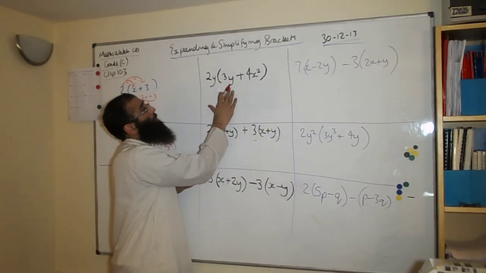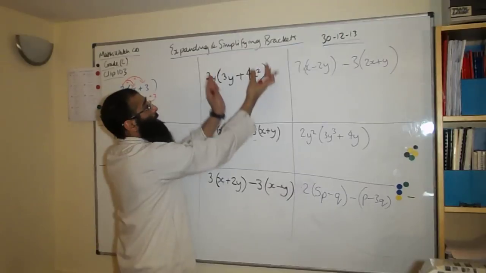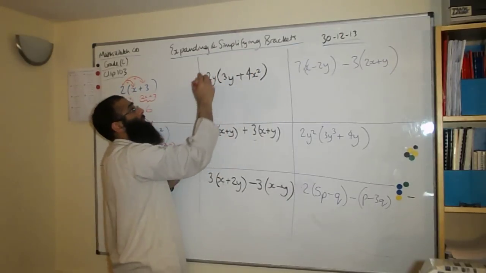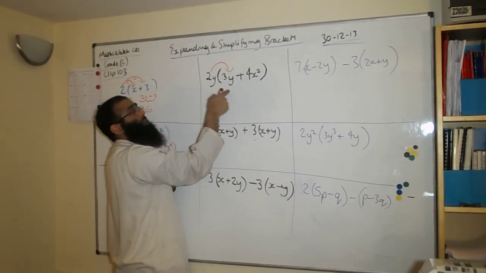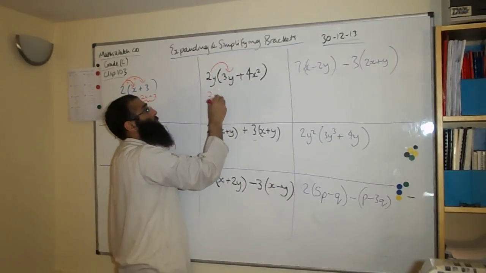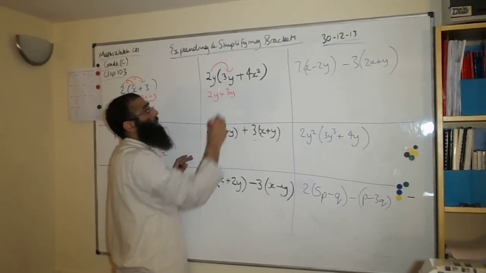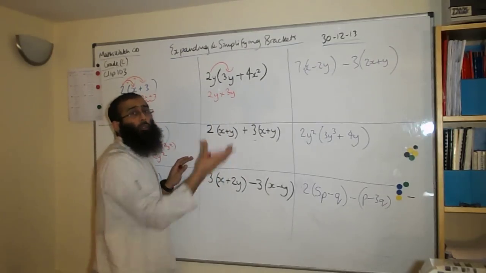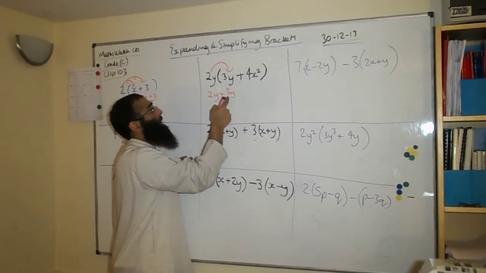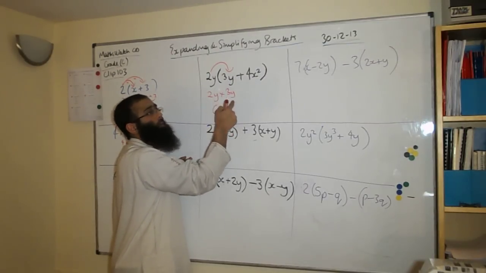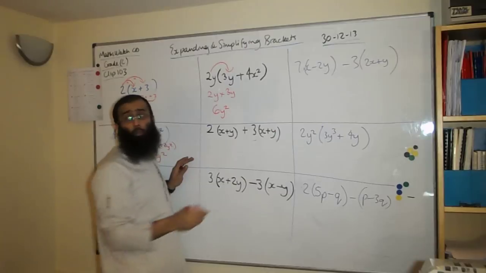Okay, let's move to the middle part of the board. Now we've got 3y plus 4x squared inside the brackets multiplied by 2y. So let's multiply it out. 2y times the first item, 2y times 3y. As we did in the previous video, 2 times 3 will give you 6, and y times y will give you y squared.